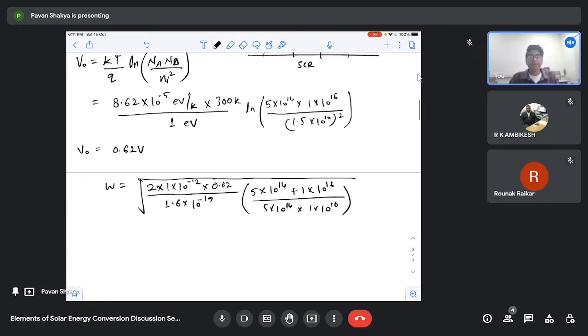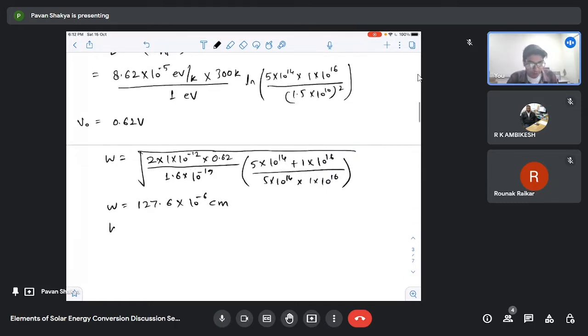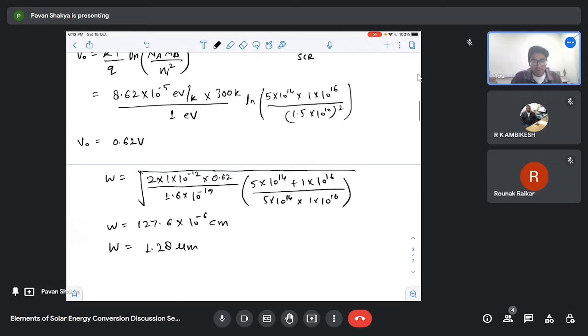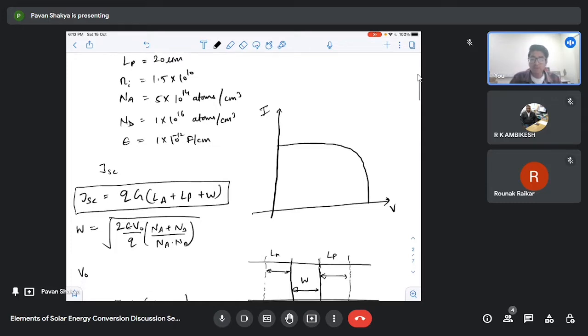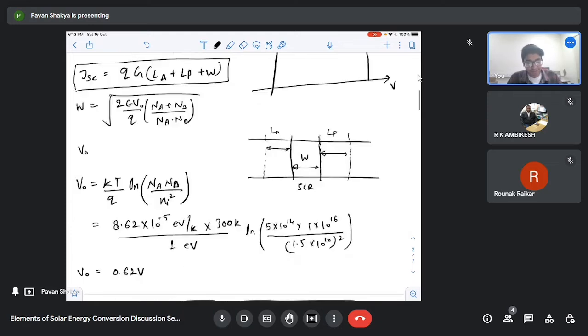Okay, so when you solve this, you will find that this W comes out to be 127.6 into 10 to the power minus 6 centimeter. Now if we write it in terms of micrometer, then this W value we can write as 1.28 micrometer. Now from the formula that I have given for the short circuit current density, we have all the values in this formula. Now we can use these values and calculate the short circuit current density.